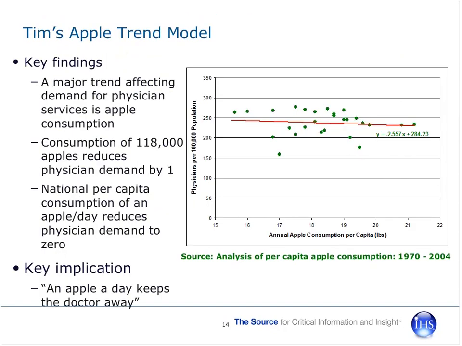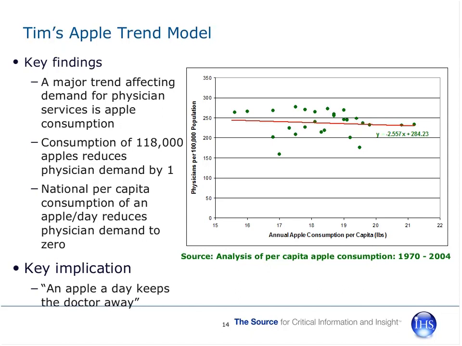So I did my own trend analysis. It's kind of a little bit of a parody of the Cooper one, where I actually looked at the per capita consumption of apples and looked at the physician to population ratio and the correlation with that consumption of apples. Now, there is a slight downward trend, as you can see in the red line, and a typical apple weighs about 5.2 ounces. So if a person ate an apple a day, that would be about 119 pounds of apples per year.